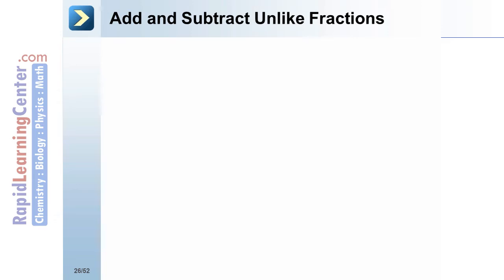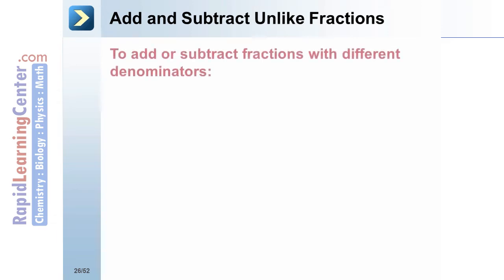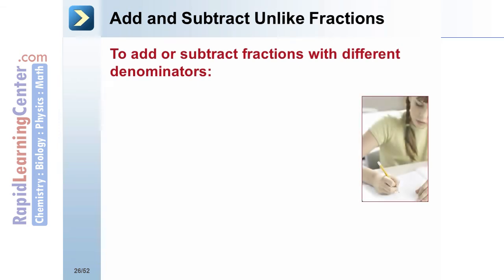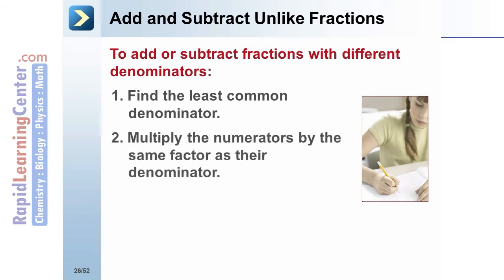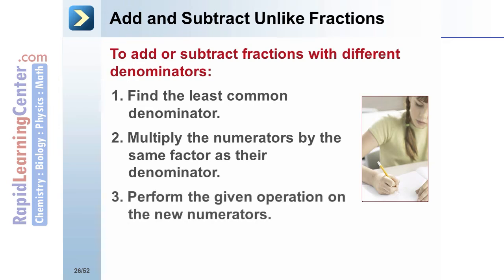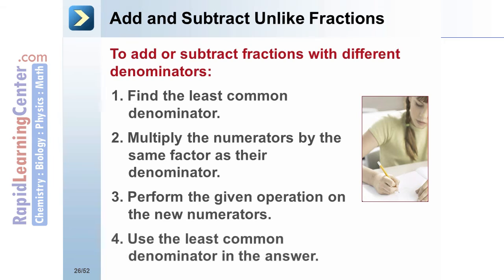Add and subtract unlike fractions. To add or subtract fractions with different denominators, 1. Find the least common denominator. 2. Multiply the numerators by the same factor as their denominator. 3. Perform the given operation on the new numerators. And 4. Use the least common denominator in the answer.